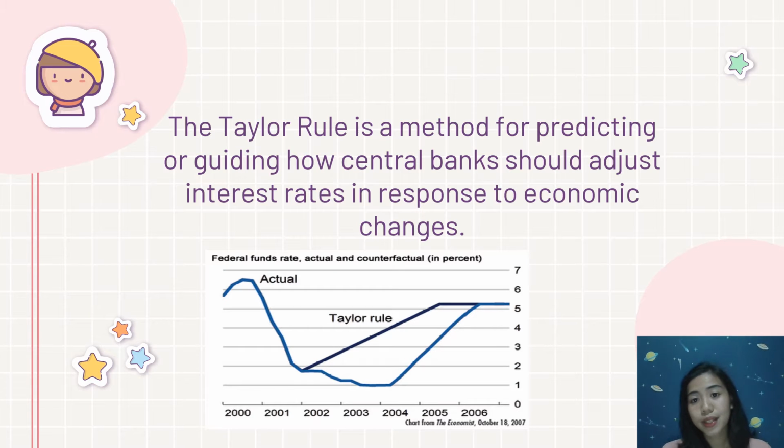The Taylor rule is a method for predicting or guiding how central banks should adjust interest rates in response to economic changes. When inflation or GDP growth rate are greater than intended, Taylor's rule proposes that the Federal Reserve boost interest rates. The Taylor principle, according to critics, is incapable of accounting for economic jolts.